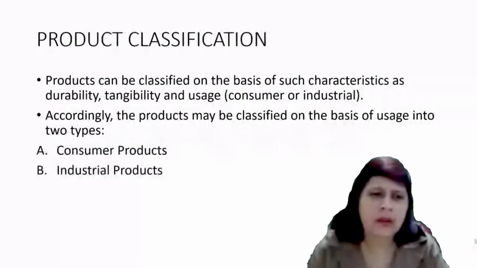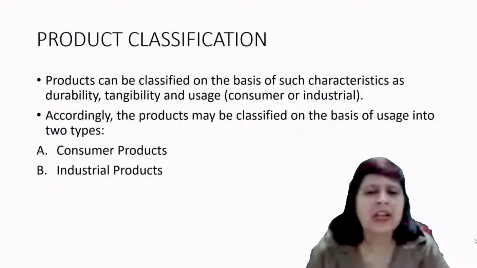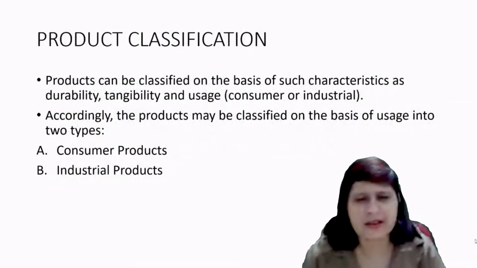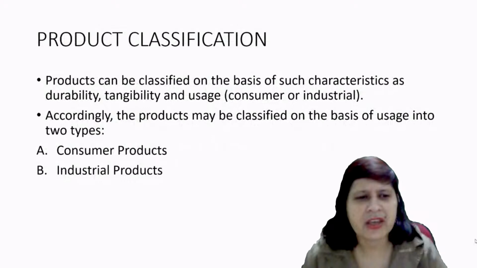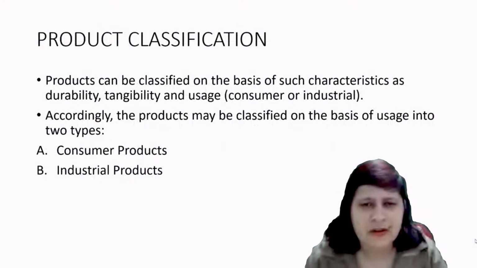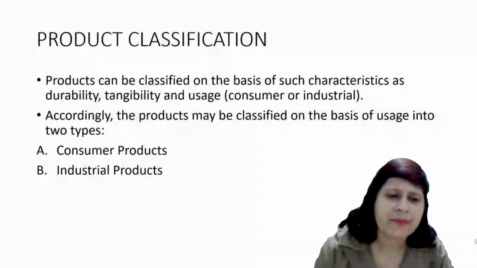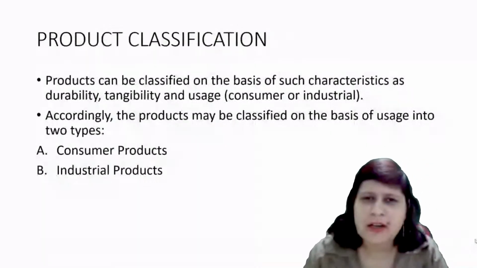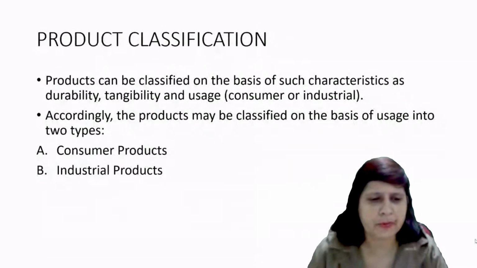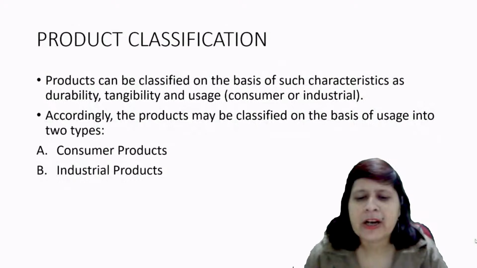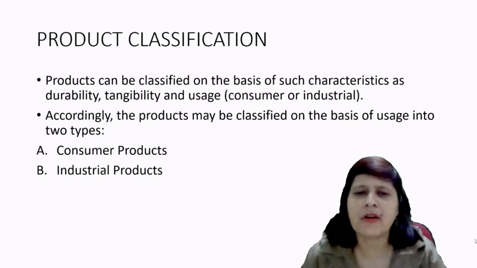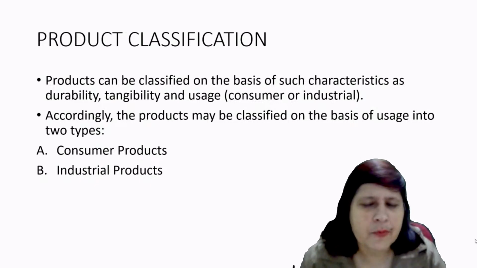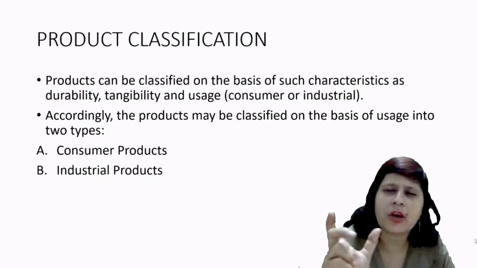Now, product can be classified. On what basis can we classify the product? We can classify the product on the basis of characteristics such as durability, tangibility, and usage, right? How durable that product is, the tangibility, and the usage of that product. The product may be classified on the basis of usage into two types, that is the consumer product or the industrial product, right?